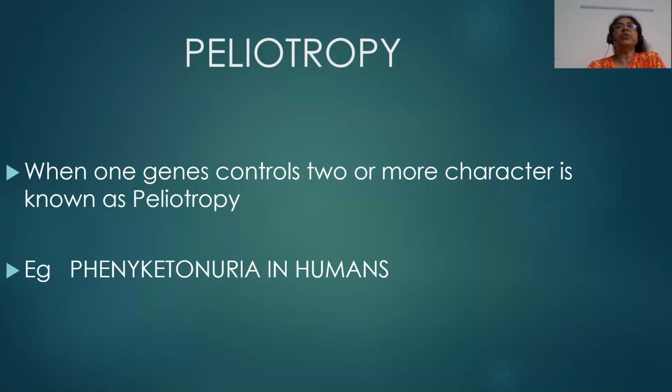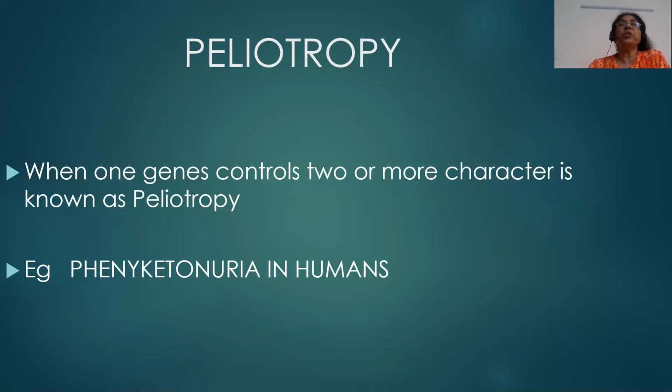Now we next come up to pleiotropy. Students, what is pleiotropy? Till now, you all have studied that one gene, one character, means one gene controls one character. But it's not only that. Yes, one gene controls one character, or one character can be controlled by more than one gene, or one gene can control more than one character.